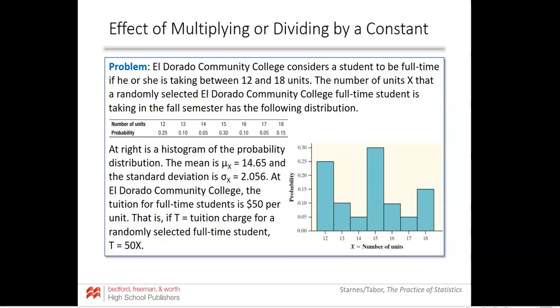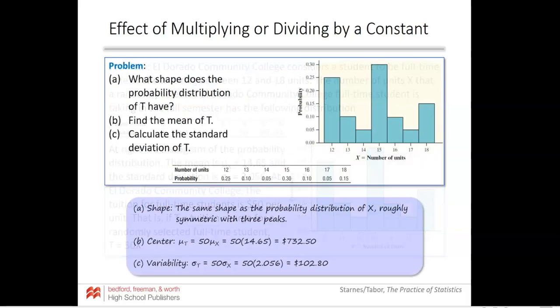The tuition for a full-time student is $50 per hour or unit. That is, if T is the tuition, then T equals 50X. So it's $50 per hour. That's, I think, pretty cheap for school. It's community college. That actually makes sense. So they charge pretty good rates there. So what's the effect of multiplying every single value there in the distribution by 50? What does multiplication change, the center or spread?